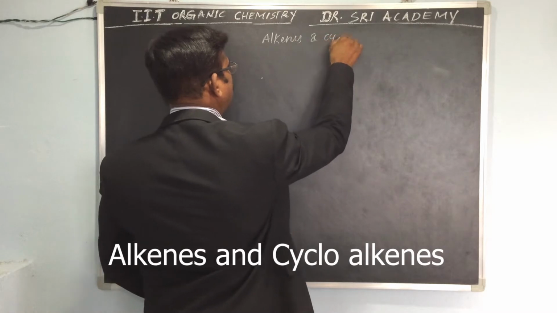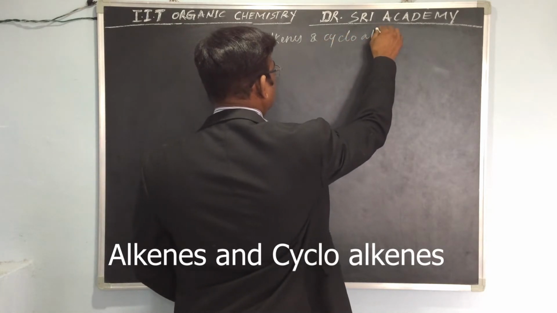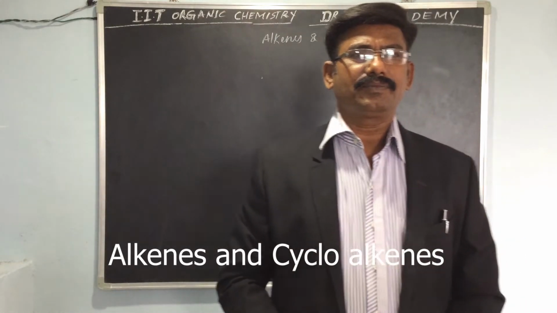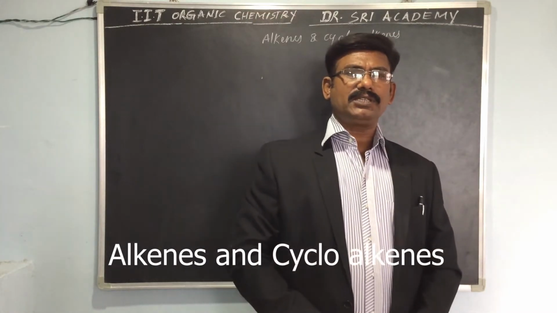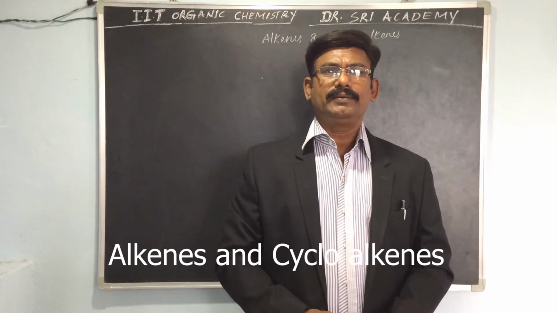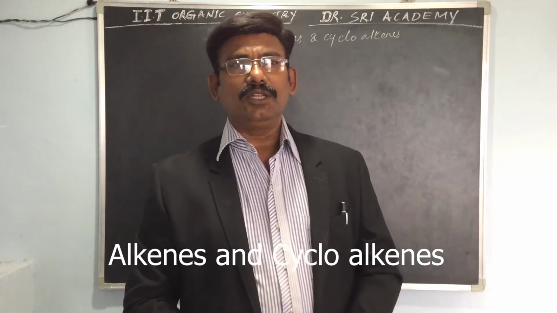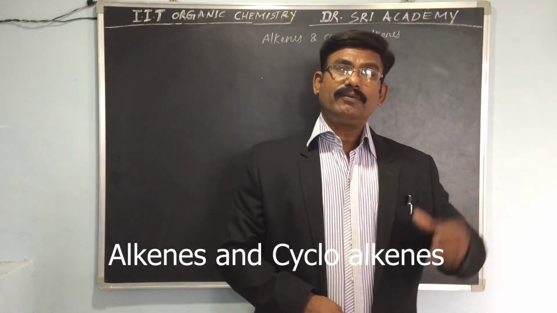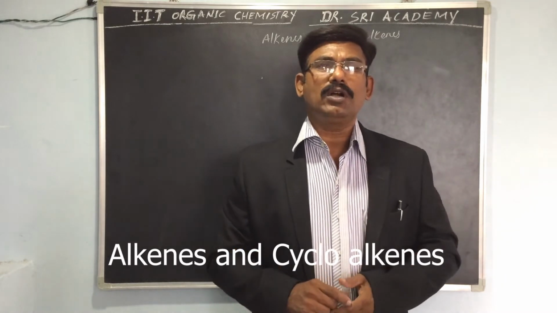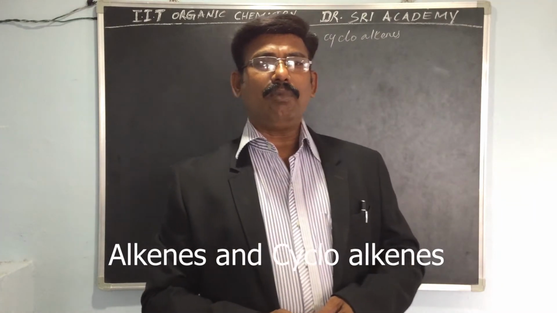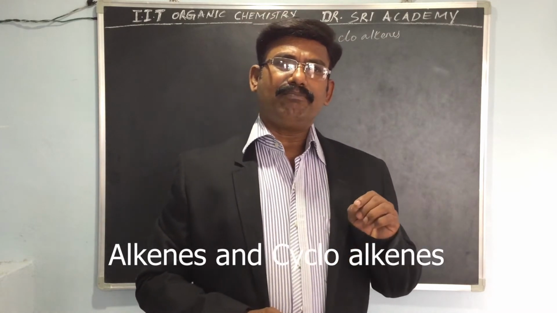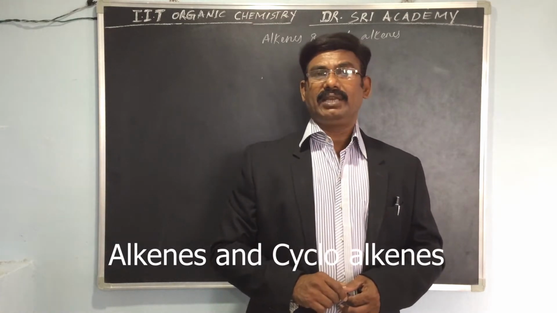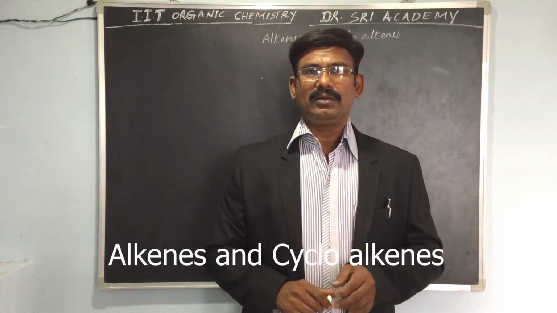Alkenes and cycloalkenes. In alkanes, we have seen only single bonds, meaning the bond between two carbon atoms. If a double bond is present between two carbon atoms, it is called ene. Ene means double bond. Okay.